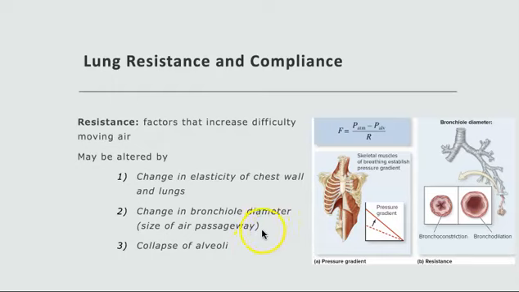The other thing that can alter and increase resistance is a change in bronchial diameter, or referred to as the size in our airway passages. So if you remember in section 1, we talked about how in our lungs we change from our bronchi into smaller tubes called bronchioles. And so we can go through something called bronchoconstriction or even occlusion, which would increase the resistance of the air here.